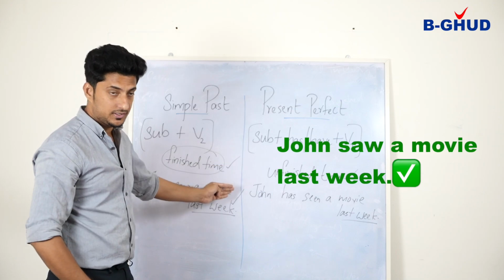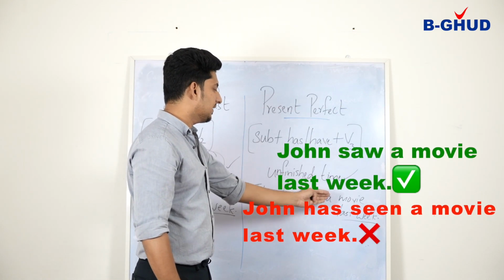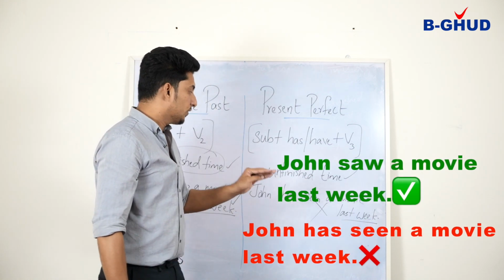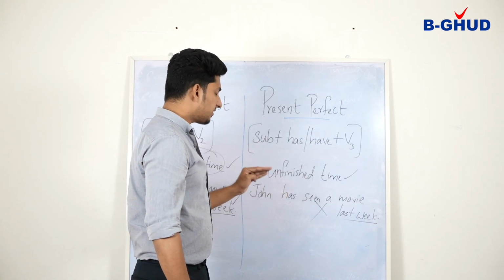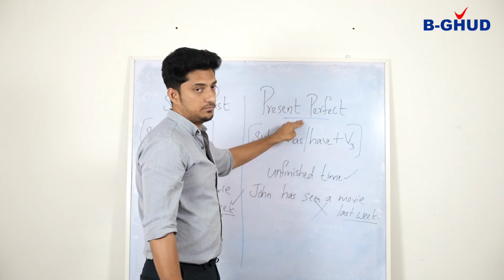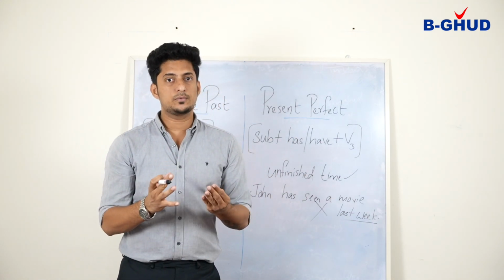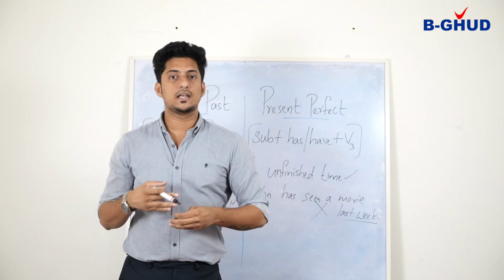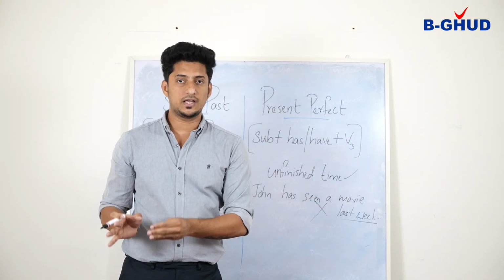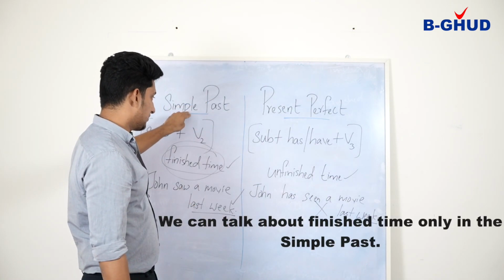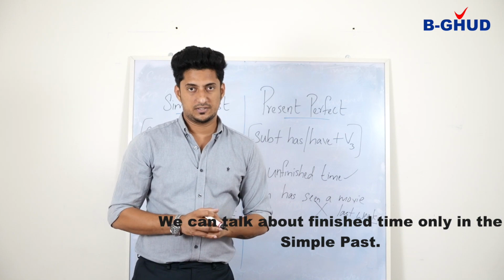The sentence is correct. However, John has seen a movie last week is wrong because you cannot use a finished time with present perfect. So you need to understand one thing: when you talk about something that happened in the past, and if you are mentioning a particular point of time in the past, always remember, if it's a finished time, use simple past, never use present perfect.